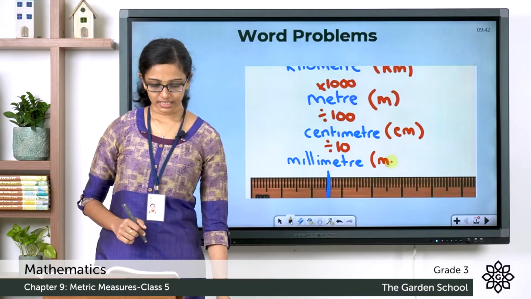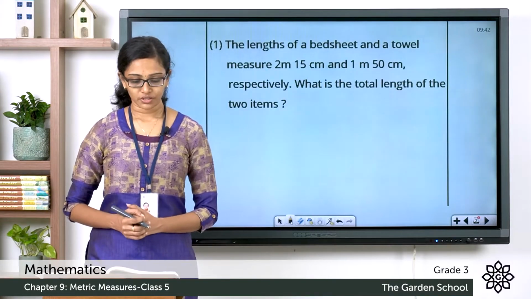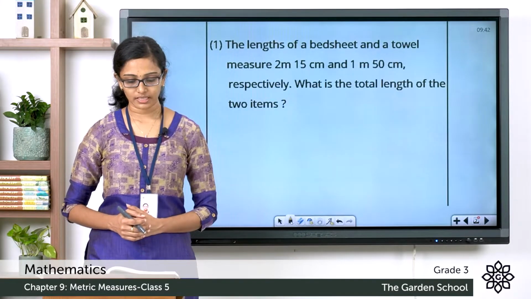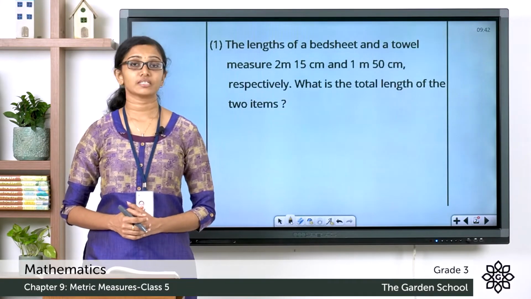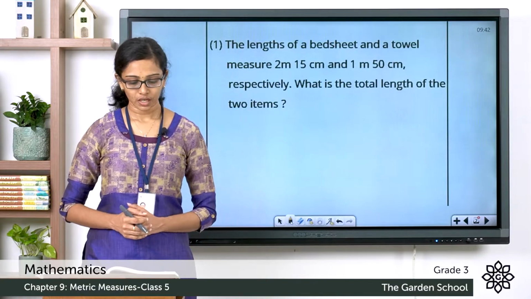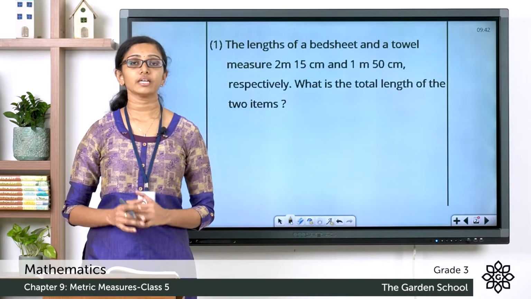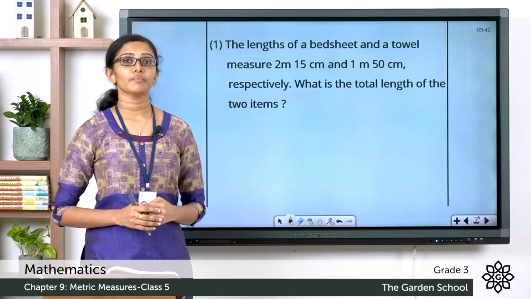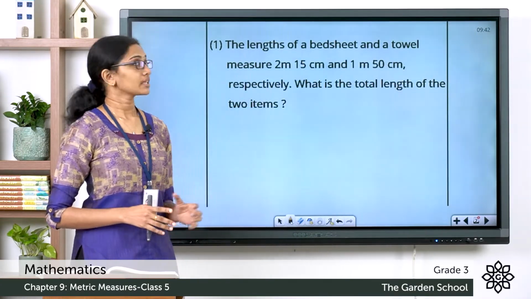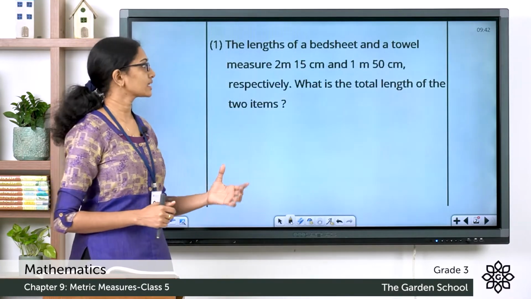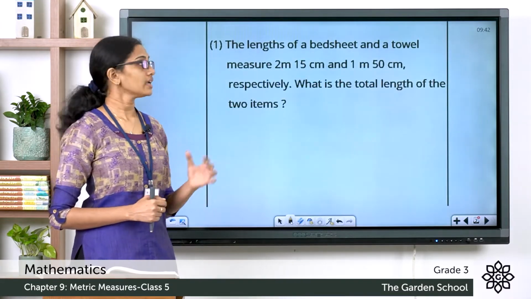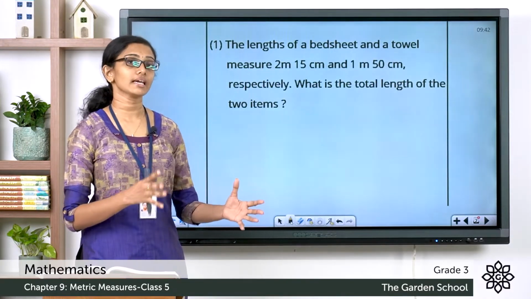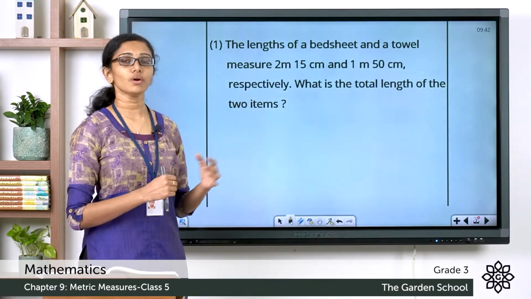The first question is, the lengths of a bed sheet and a towel measure 2 meter 15 centimeter and 1 meter 50 centimeter respectively. What is the total length of the two items? So what is given in the question? You have two measurements of lengths. The length of a bed sheet and the length of a towel. And you're asked to find out the total length of the two items. Total length means you have to add the two measurements.